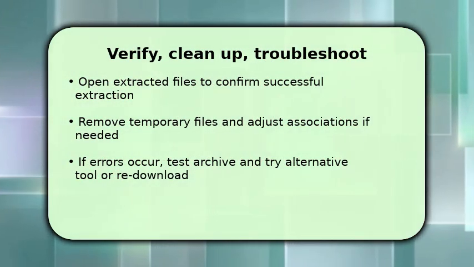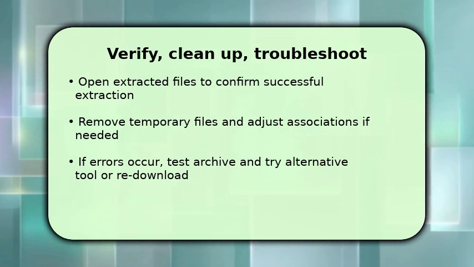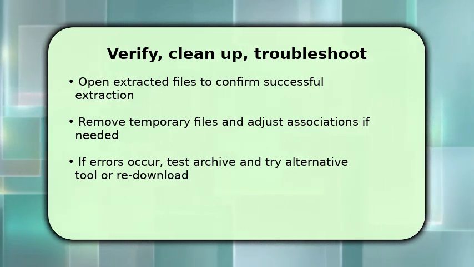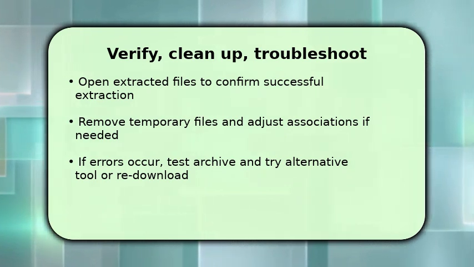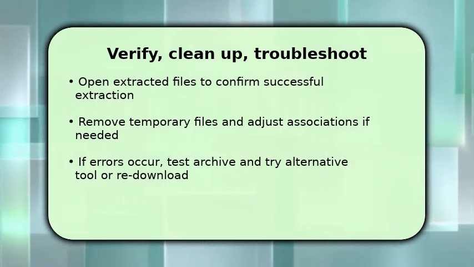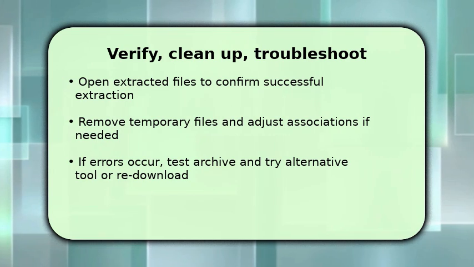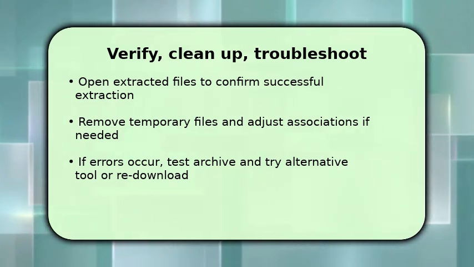After extraction, open a few files to confirm they are intact and functional. Make sure file timestamps and sizes match expectations. Once verified, remove any temporary or partially extracted folders to keep things tidy, and adjust file associations if you prefer another default program. If extraction fails, run Test in 7-Zip to identify corruption.